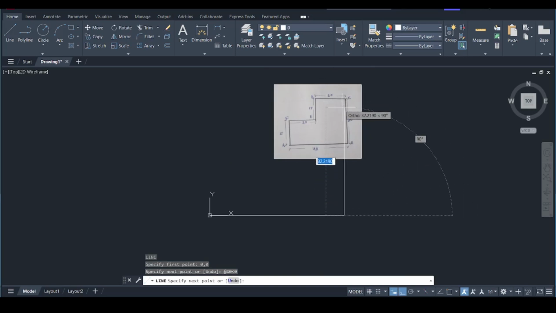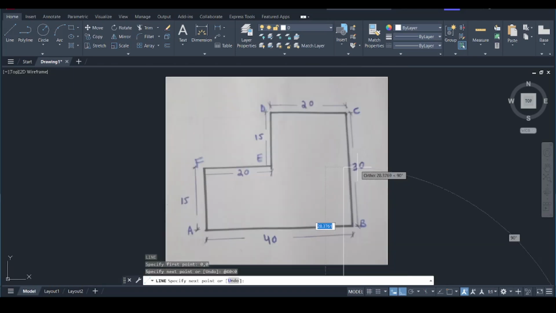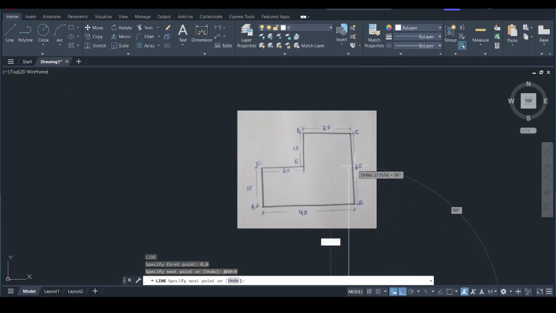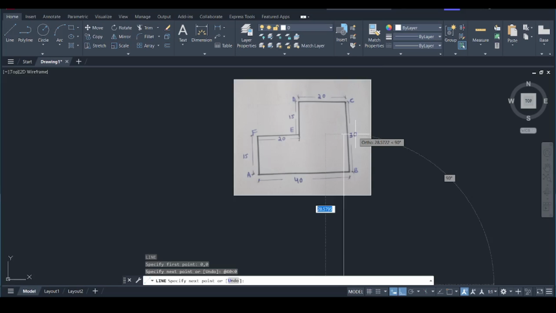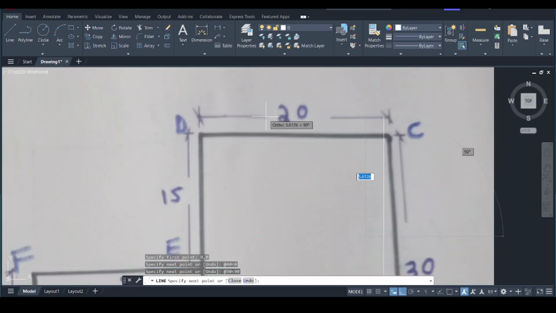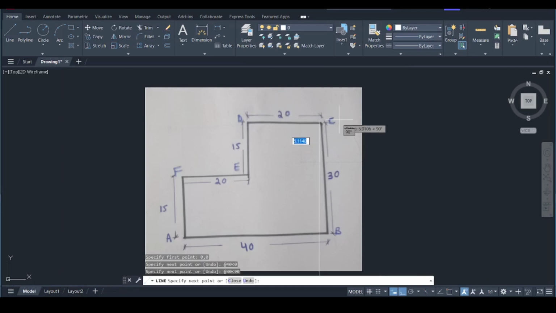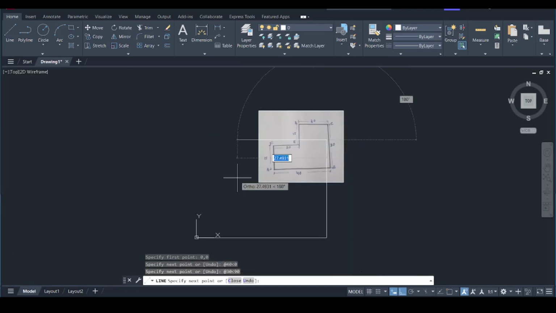So from B to C, what is the distance? The distance is 30. And what is the angle in the Cartesian coordinate system? The angle is 90. So you have to type 30 and the less than symbol, and after that you have to type the angle as 90. So it has been done. Now from C to D, the distance is 20, you can see here, and the angle is 180. So now you have to type 20 and the less than symbol, after that 180, and press enter.